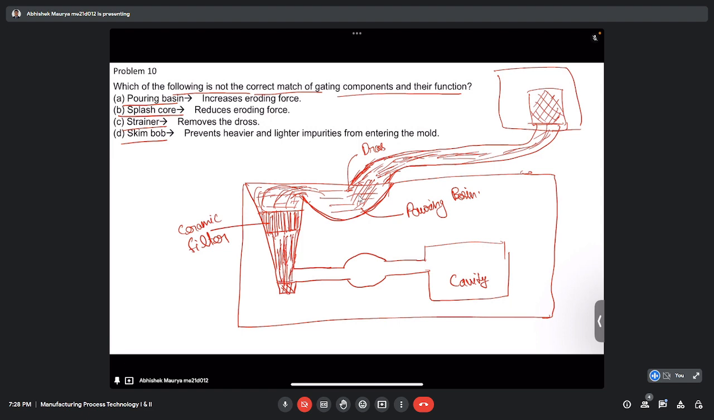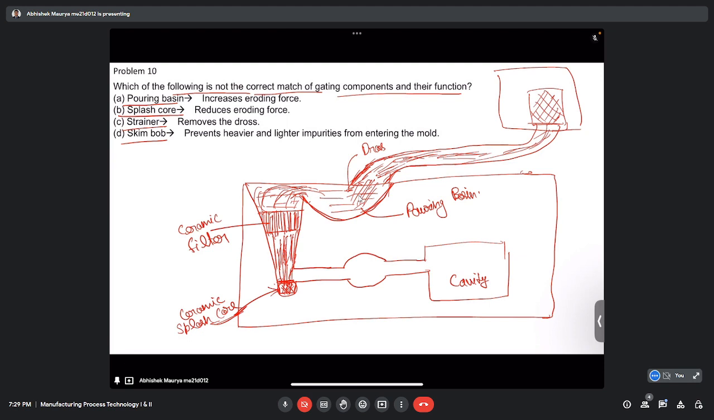But at the bottom of the sprue, in order to avoid any erosion or splashing, a ceramic splash core is given. So it is the splash core. It is also made up of ceramic. Its job is to avoid any kind of erosion or splashing at the bottom of the sprue.